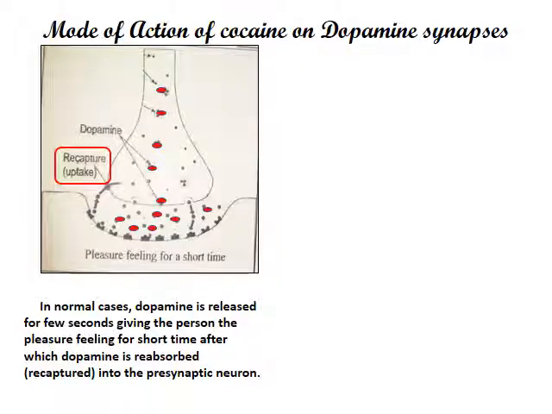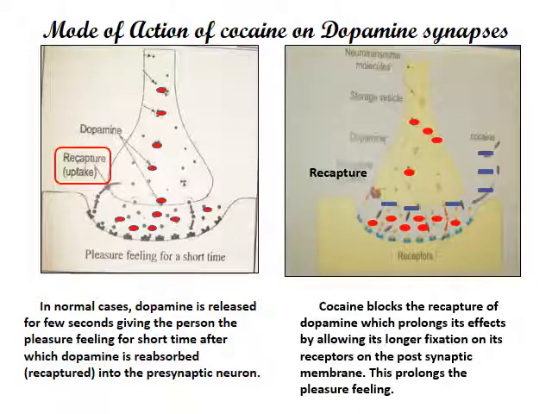Now guys, we're going to move to the mode of action of cocaine on dopamine synapses. In normal cases, dopamine is released for a few seconds, giving the person the pleasure feeling, as we said before, for a short time, after which dopamine is reabsorbed or recaptured into the presynaptic neuron. Here, we're going to take the mode of action of cocaine. Cocaine blocks the recapture of dopamine, which prolongs its effect, allowing longer fixation on its receptors on the postsynaptic membrane. This will prolong the feeling of pleasure.